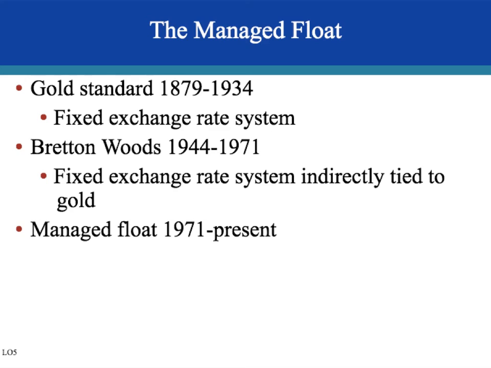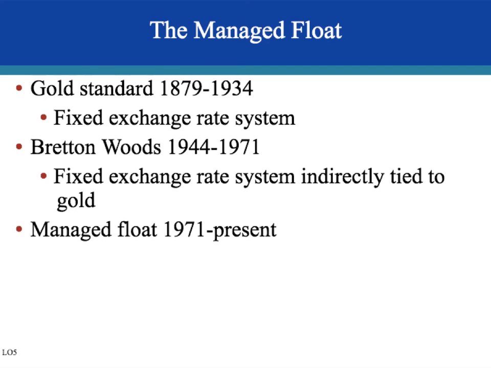So from 1879 to 1934, the United States was on a gold standard system. So the amount of dollars available in the economy was based on the amount of gold available. And it was a very rigid system. In order to be able to have more dollars, they would have to acquire gold. And they went to Bretton Woods in 1944, and it was similar to the gold standard, a little bit more flexible, but it was indirectly tied to gold.